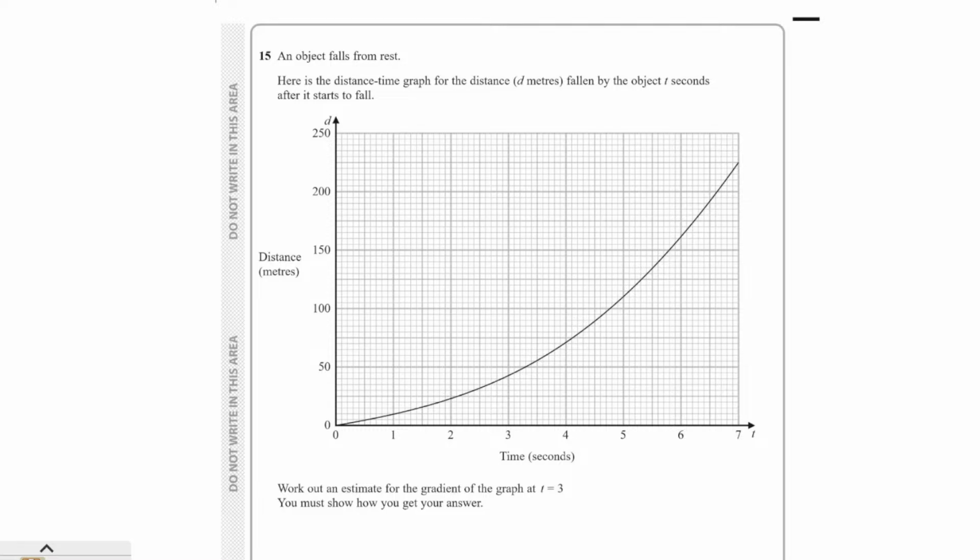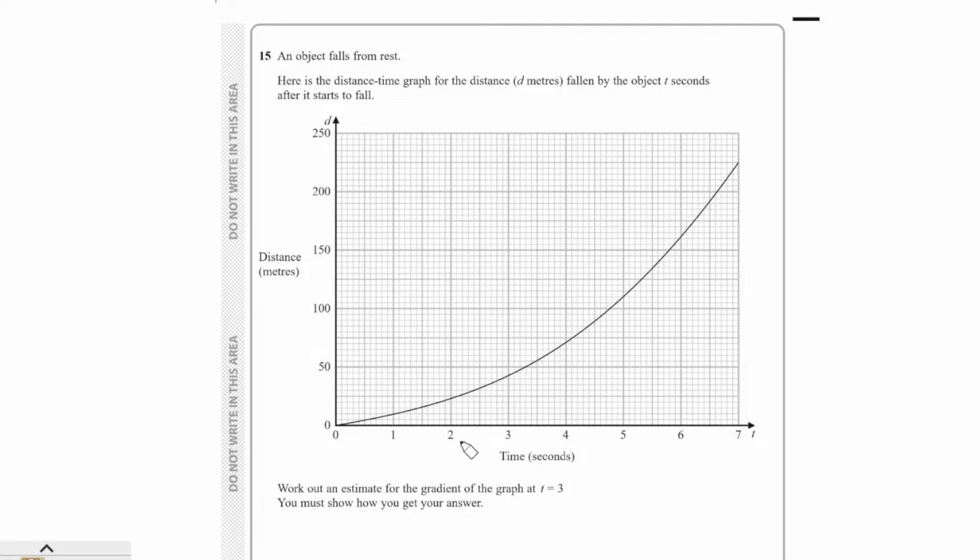Okay, question 15. An object falls from rest. Here is the distance time graph for the distance, d meters, fallen by the object t seconds after it starts to fall. So t is obviously x, distance is y. Work out an estimate for the gradient of the graph at t3. You must show how you get your answer. So in this case, when you ever have to work out an estimate of a gradient at a certain point on what is obviously clearly not a linear graph, it's a curve, it's not a straight line, you have to basically create a straight line, i.e.